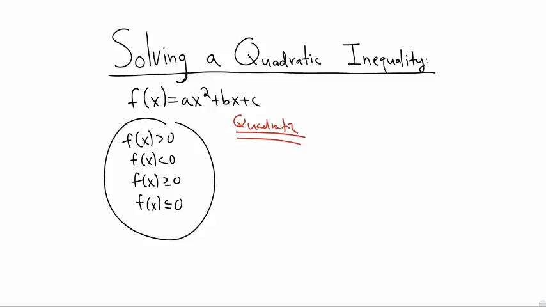Let's think about the graph. The graph will be either a parabola that opens upwards or one that opens downwards. And we want to see what relationship we have between the graph and the x-axis. When is the graph above it? When is it below it? And when does it intersect it?